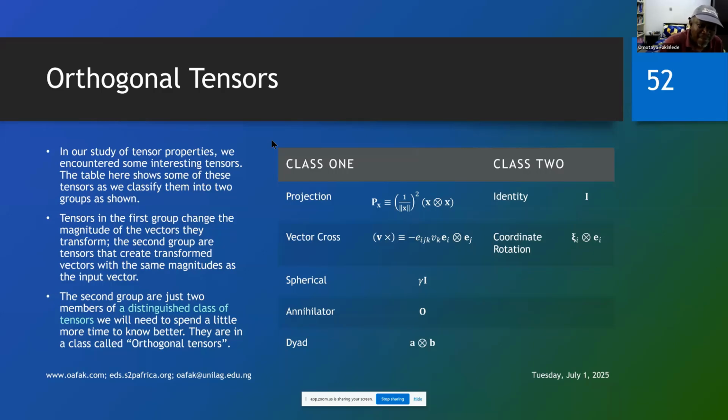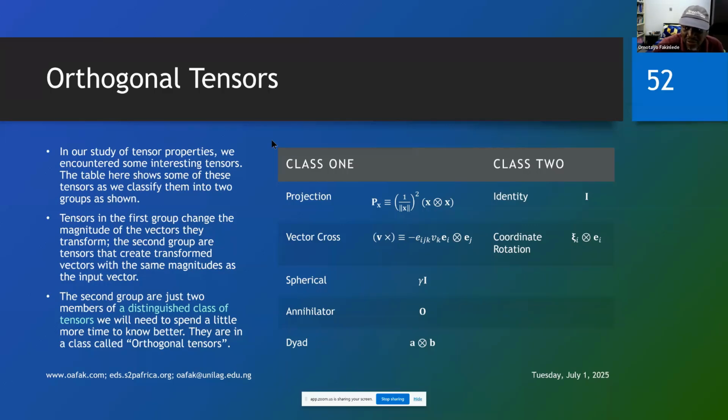The second group is a member of a distinguished class of tensors. We will need to spend a little bit more time to know them better. They are in a class called orthogonal tensors. Tensors that transform, but don't change magnitude, are called orthogonal tensors.